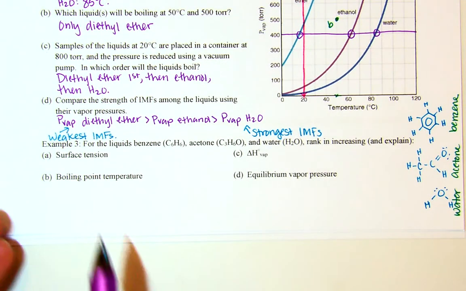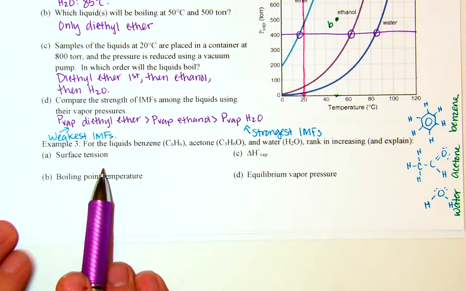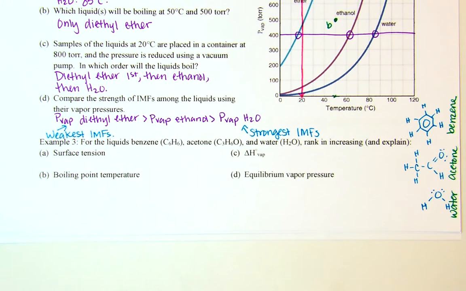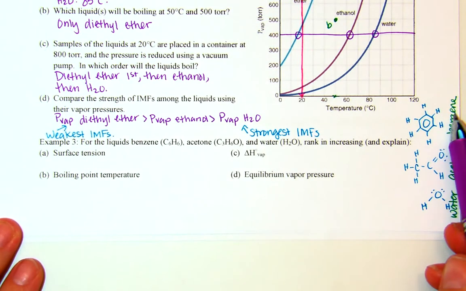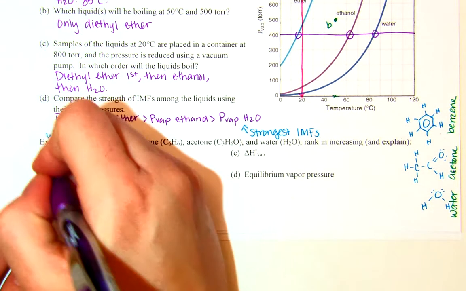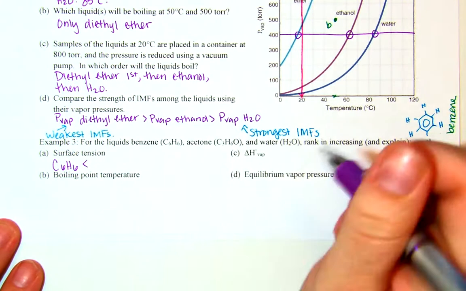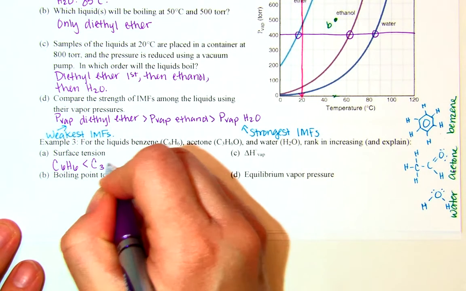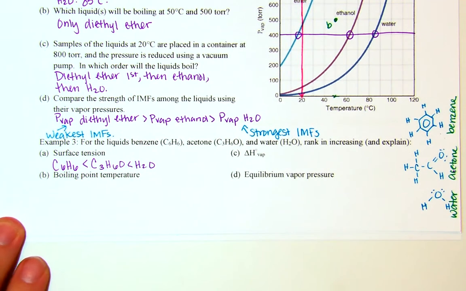Alright, so let's see how you did. So for the liquids benzene, acetone, and water, rank in increasing surface tension. So the one that's going to have the most surface tension will be the one with the strongest intermolecular forces, which of course here would be water. So the weakest one would be the one with the weakest intermolecular forces, which is benzene, which only has LDFs. Acetone's right in the middle with dipole-dipole. So your benzene is the weakest, followed by acetone, followed by H2O.